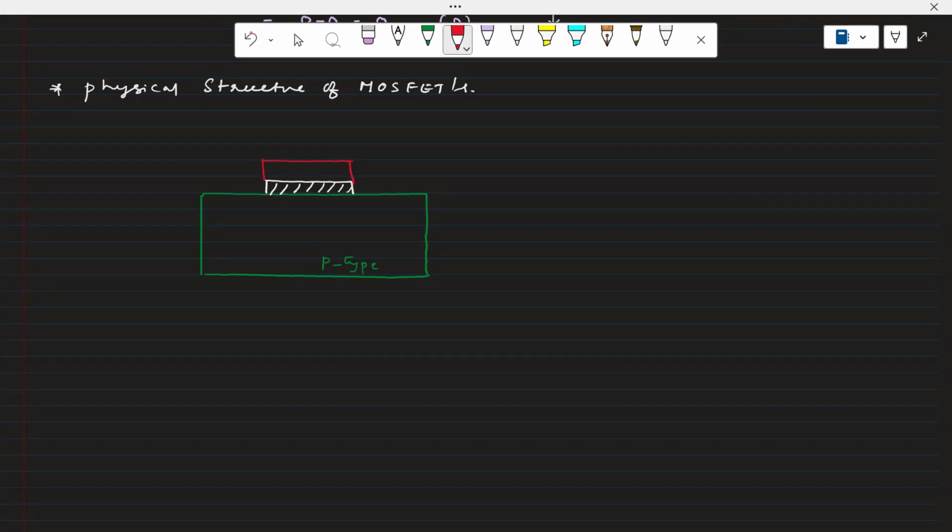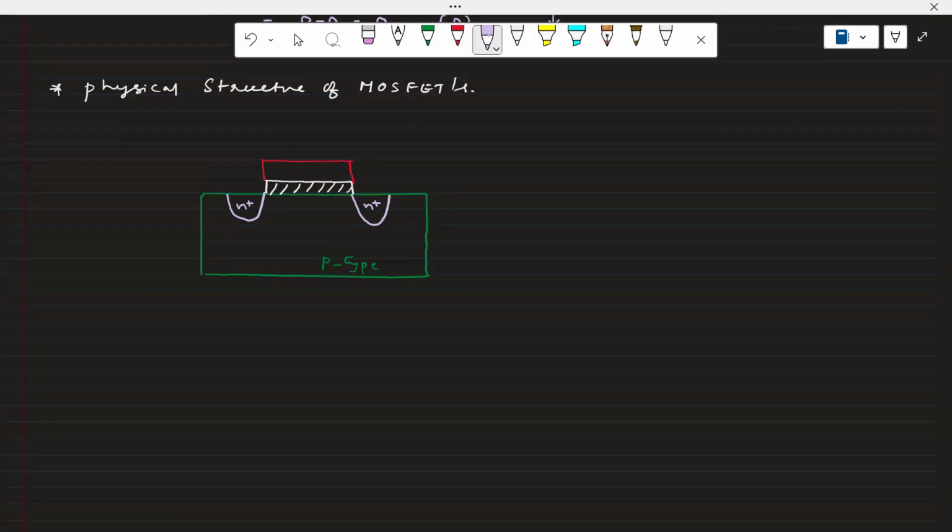Metal gate, right? And we have to realize source and drain. Therefore, this is called one material, N plus material. This is also N plus material. This is the P type.